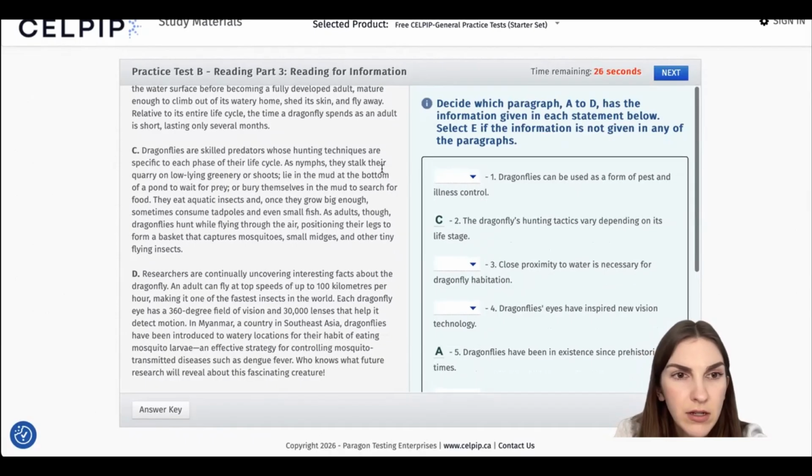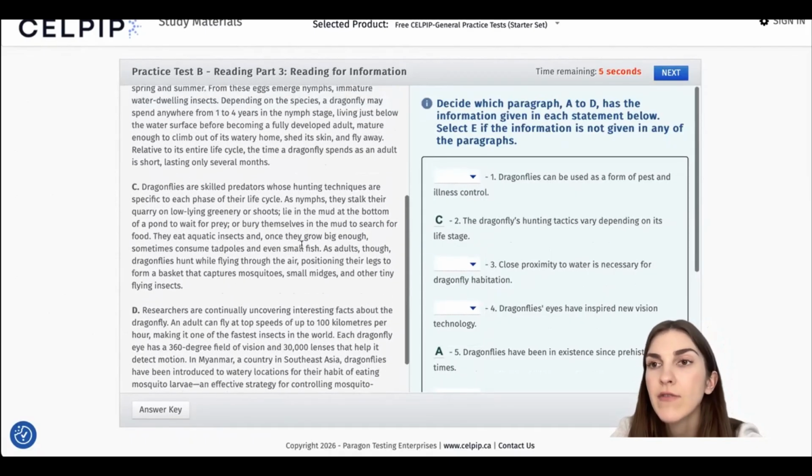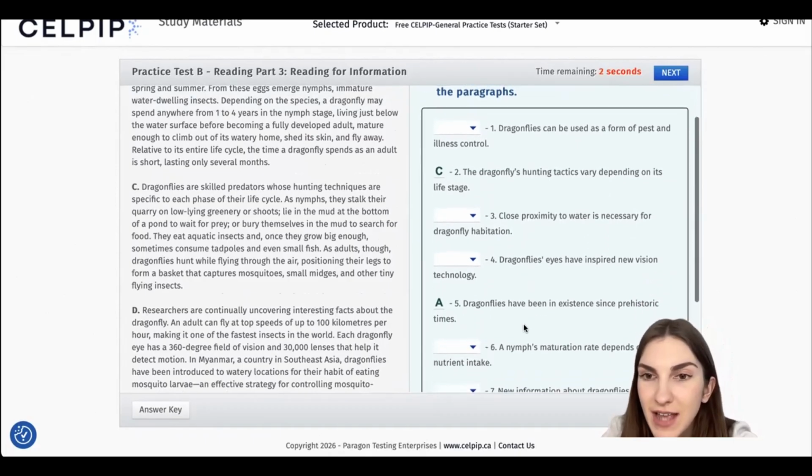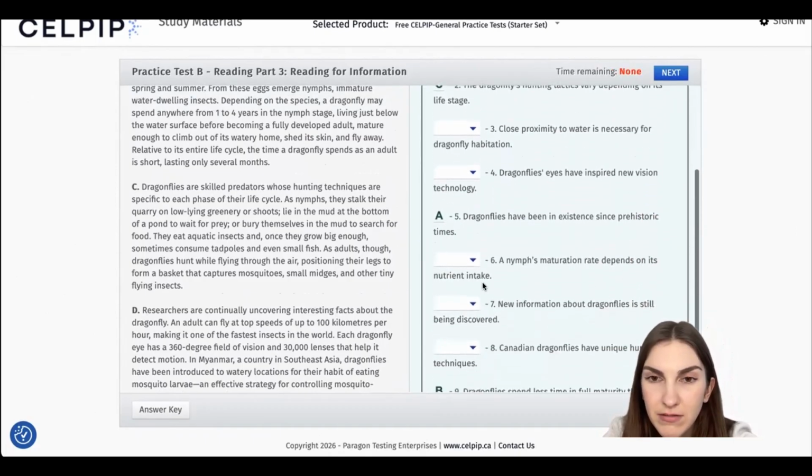As nymphs, they stalk their quarry on low-lying greenery on shoots, lie in the mud at the bottom of the pond, wait for prey, or bury themselves. They eat aquatic insects, and once they grow big enough, sometimes consume tadpoles and even small fish. As adults, they hunt flying, capturing mosquitoes and other tiny insects with their legs. So we have the different diets, and maturation depends on nutrient intake.